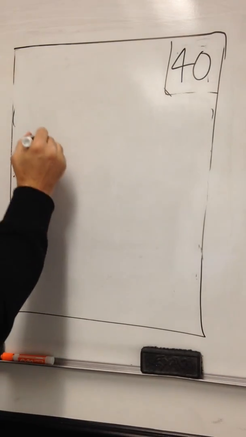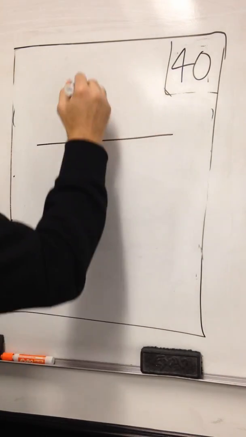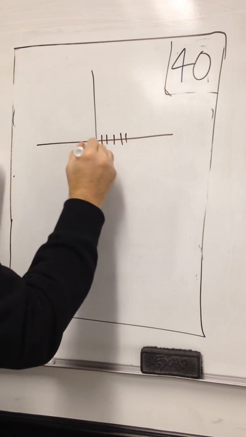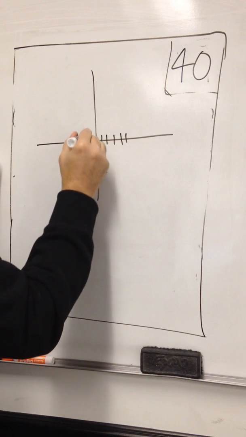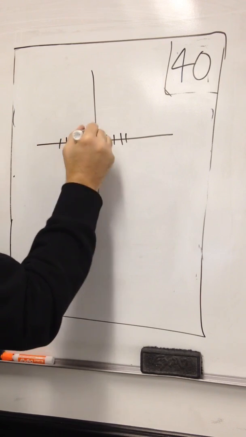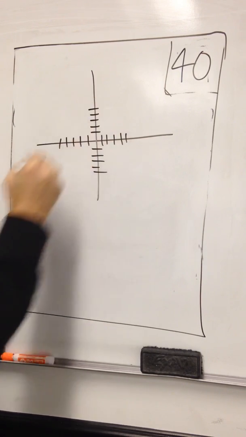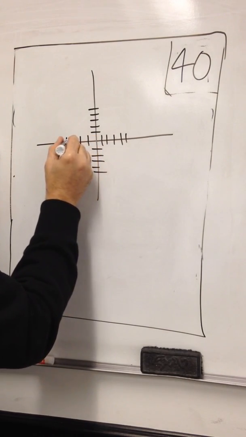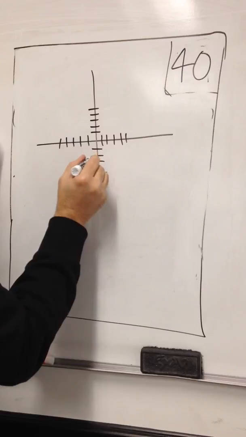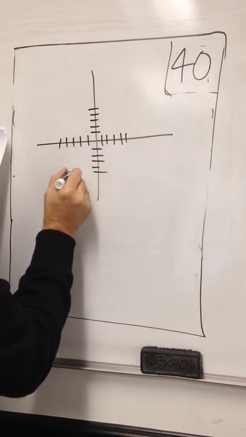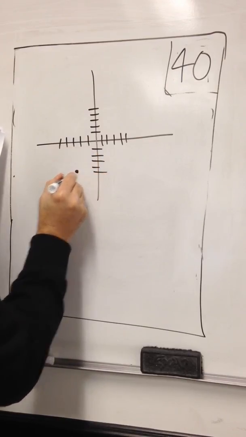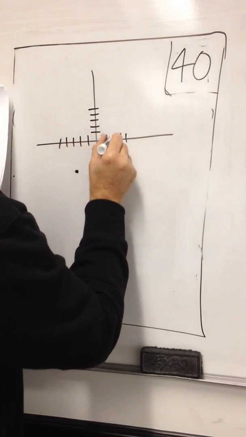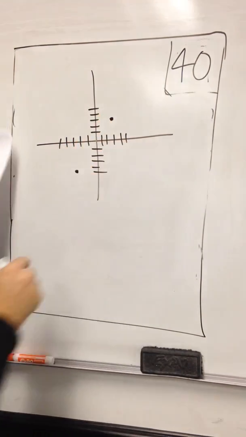So the idea is for you to quickly sketch out a coordinate plane. And let's put some hash marks. And let's plot our points. The first one is at -3, -5: 1, 2, 3, and 1, 2, 3, 4, 5. So it's going to be right about here. And our other point is at 3, 3: 1, 2, 3, 1, 2, 3. It's going to be about there.